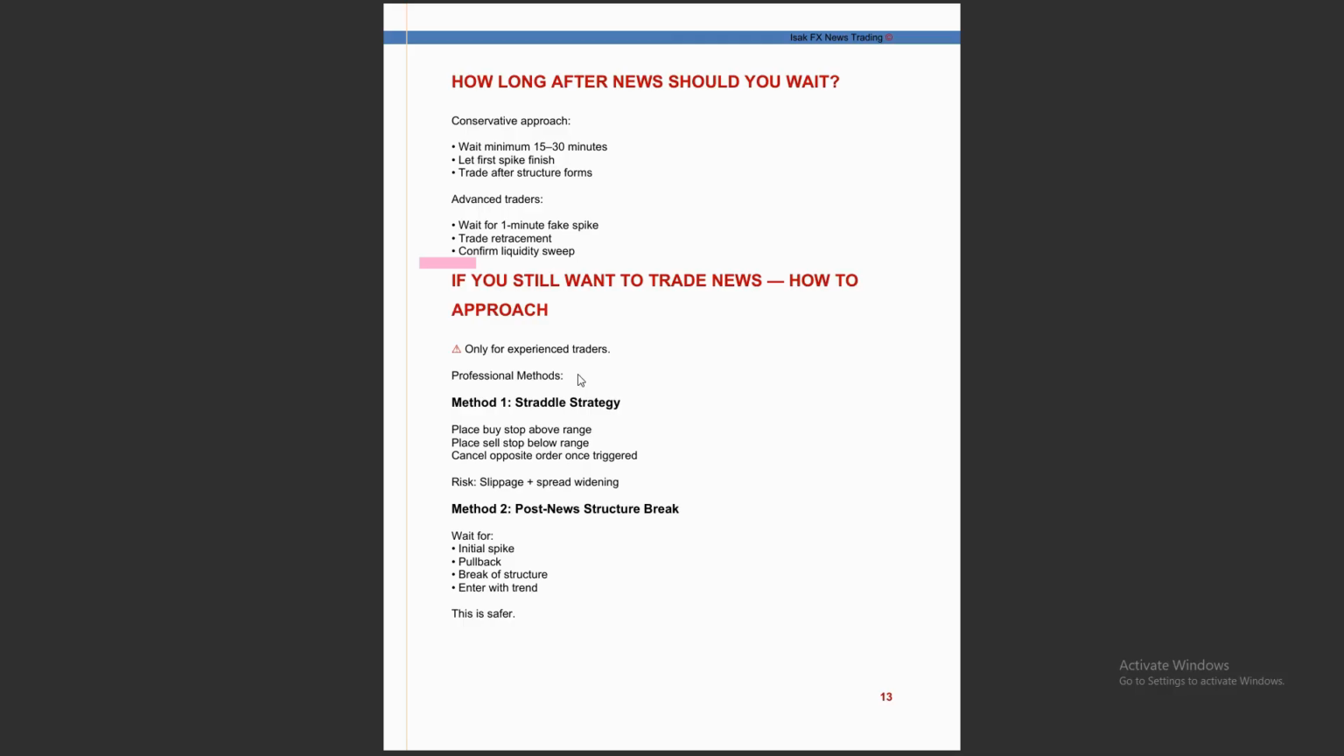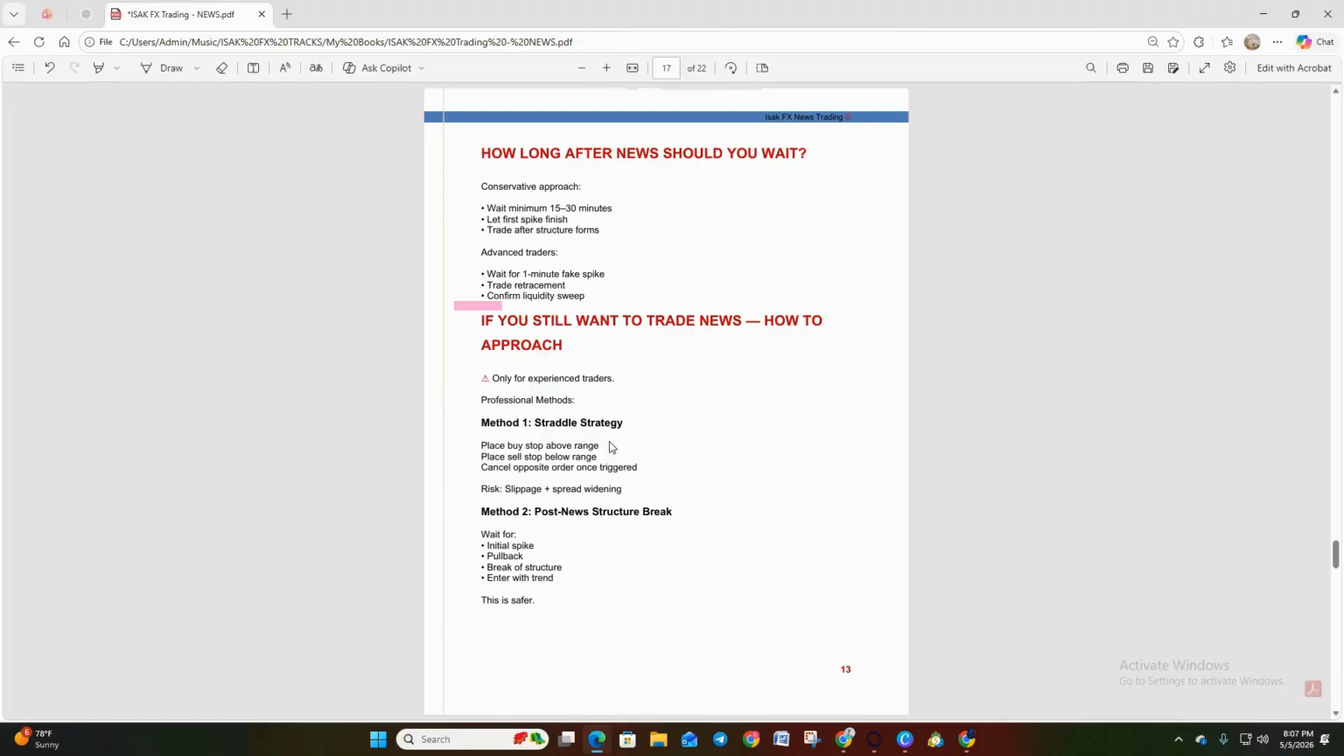So we place a buy stop. What's a buy stop? What's a sell stop? We'll be covering that in detail, and we cancel the opposite order once triggered. Just to talk a little bit about it, what does placing a buy stop above the range mean?